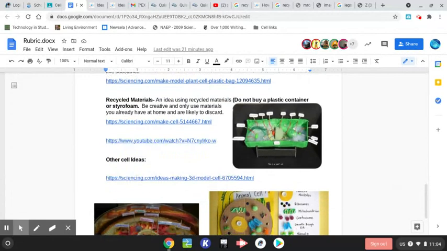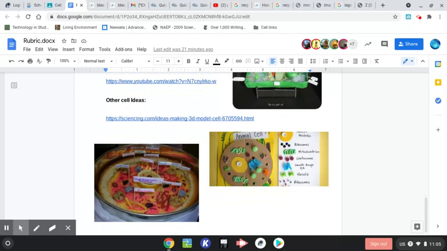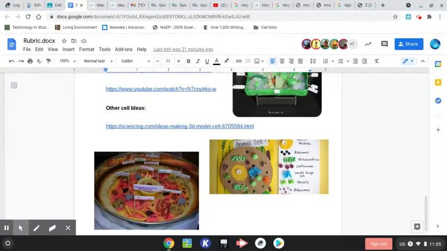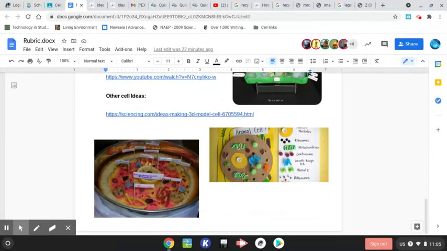I have 2 links on using recycled materials. If you don't have the materials they're showing in the video, that's fine. Be creative and use what you have. As long as you give me a key, it's going to work out fine. And then there's one more link with different cell ideas. If you look at the pictures I provided, there's one that's using cardboard and poster board. There's one that's using modeling clay. The one on the left at the bottom looks like it's using different pieces of food. Looks like a bread bowl with a grapefruit and a cherry and some cookies and whatever kind of food they had laying around the house.